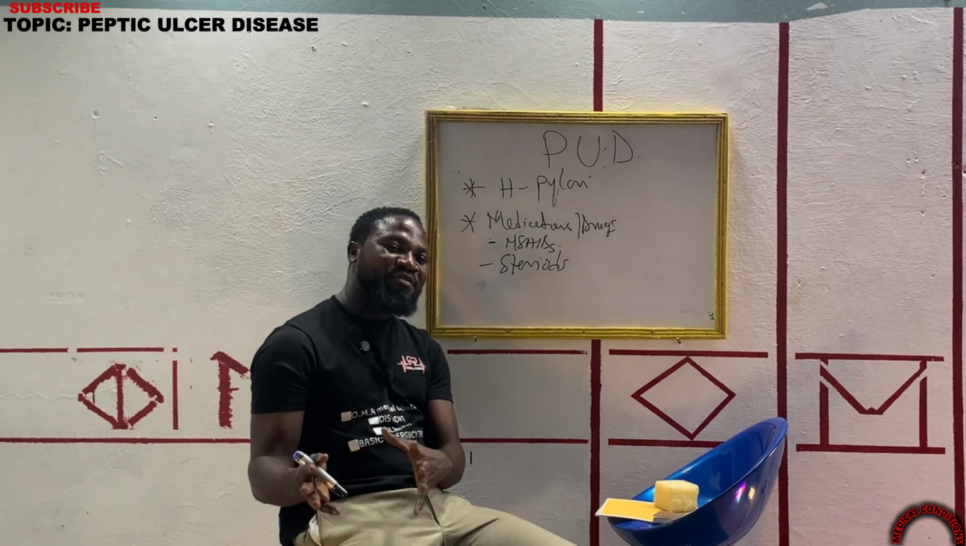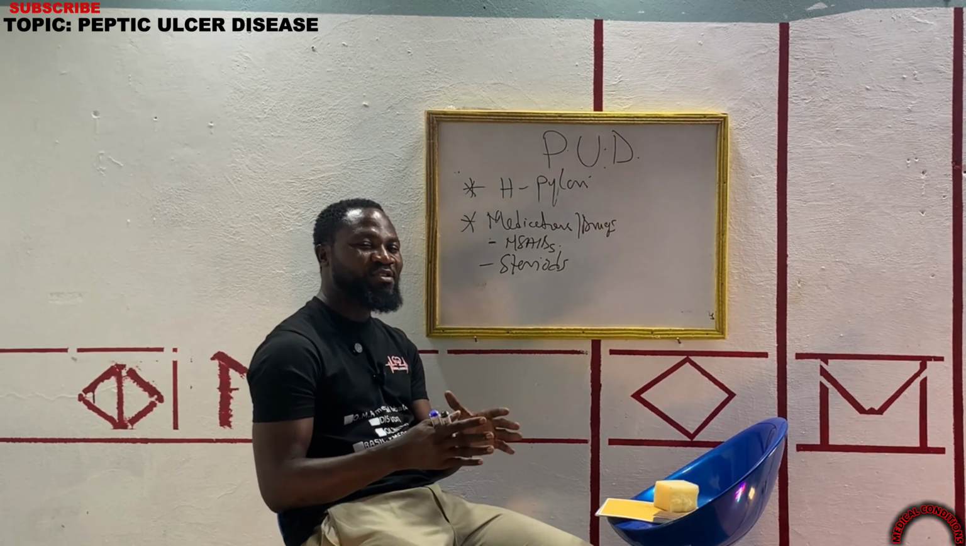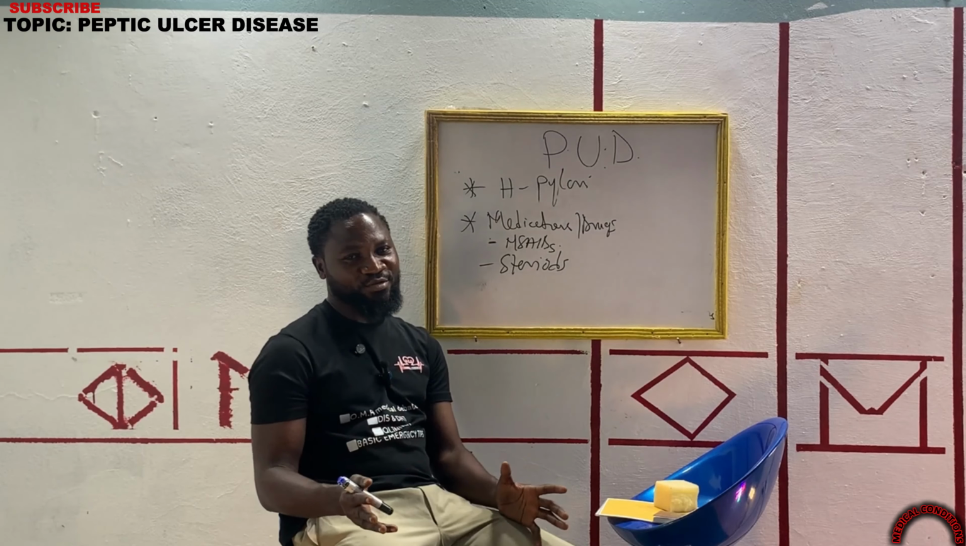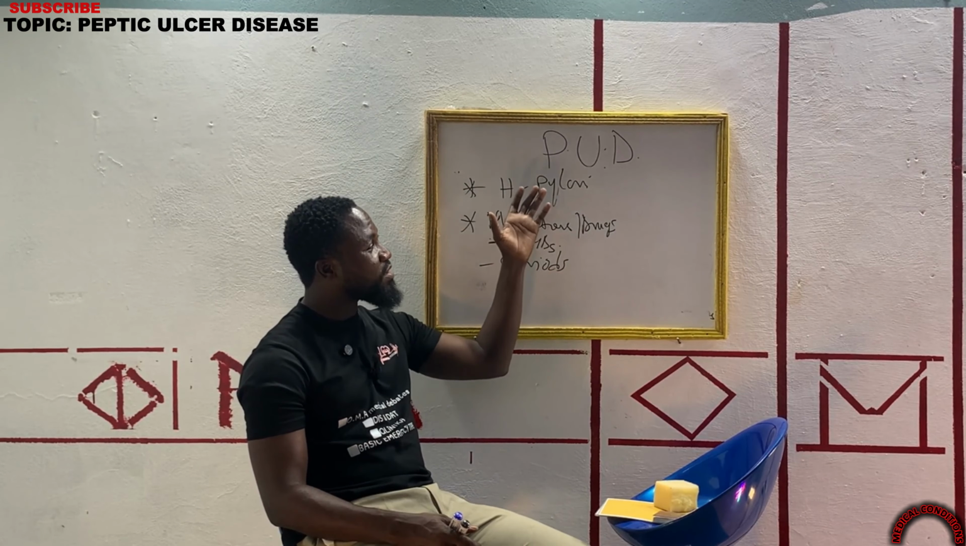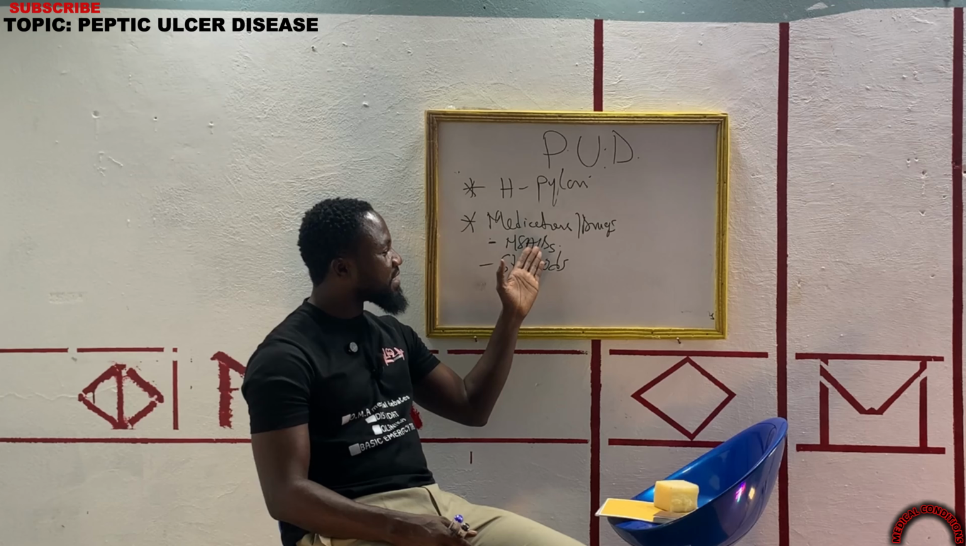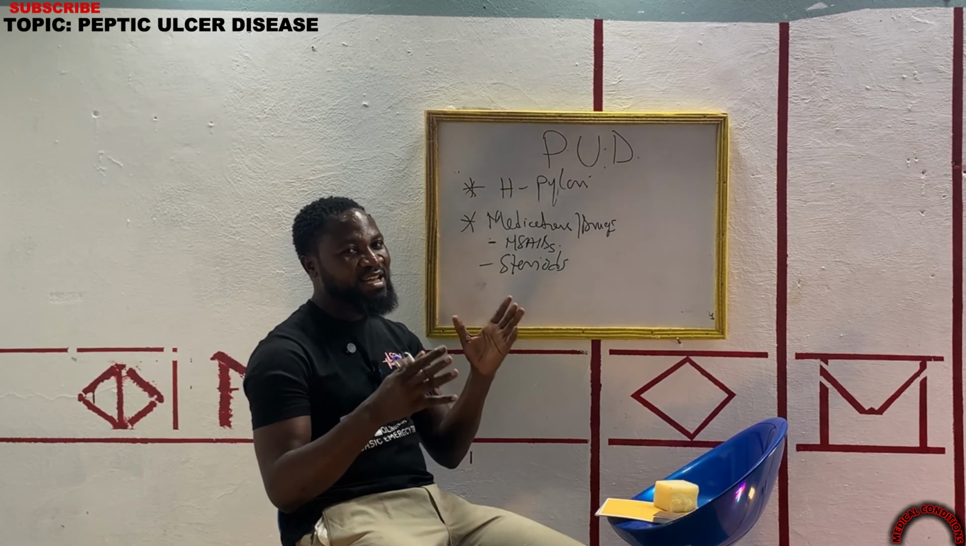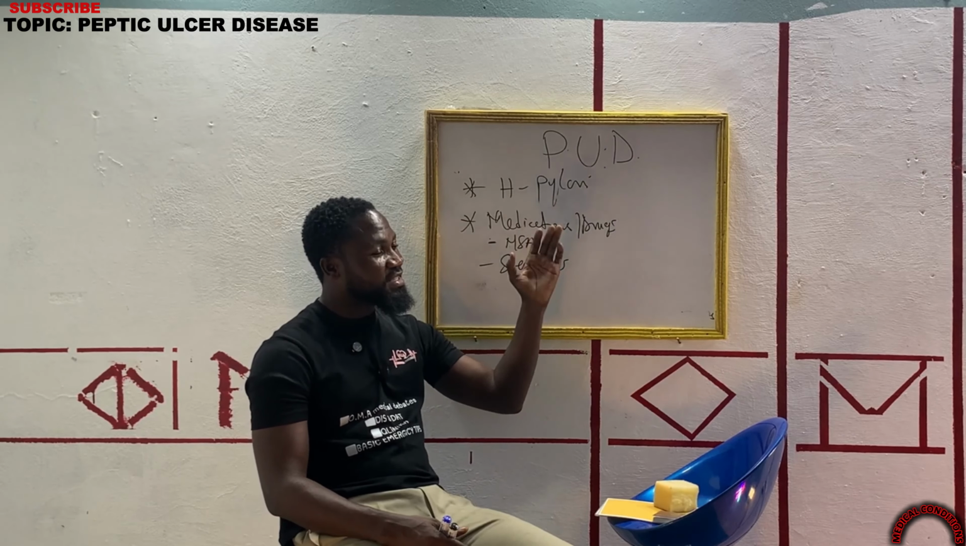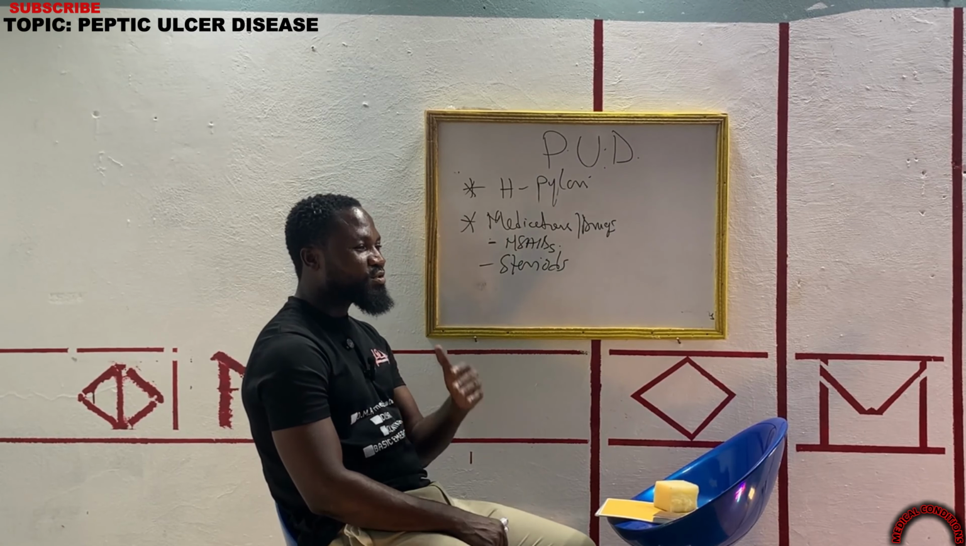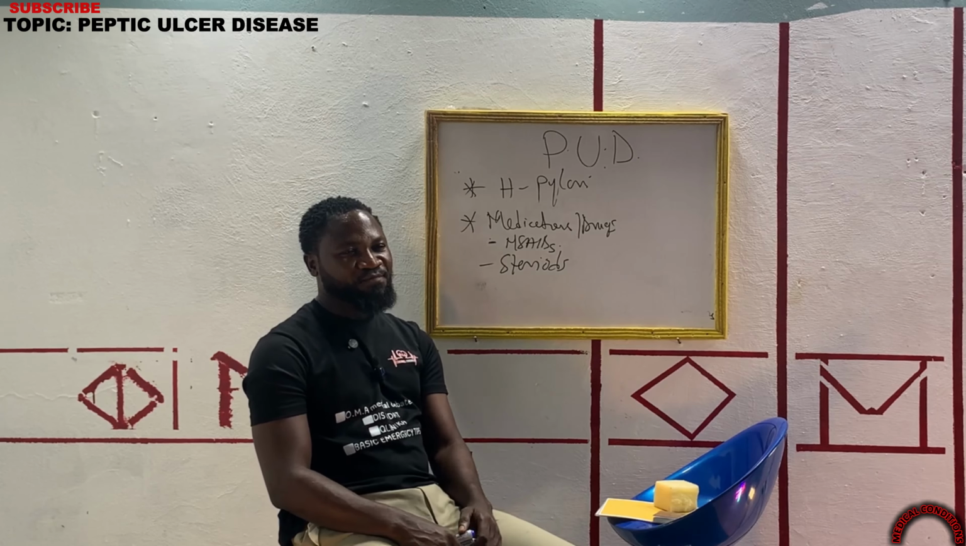The person is not starving him or herself. All of those things the person is not doing. So at the end of the day, you realize the person who has H. pylori and the one who is basically abusing NSAIDs and steroids stands a higher risk of getting peptic ulcer disease. So that's basically it.